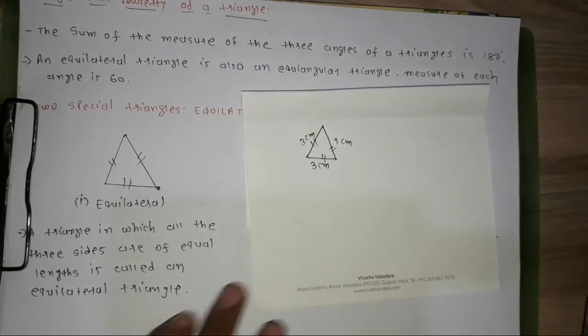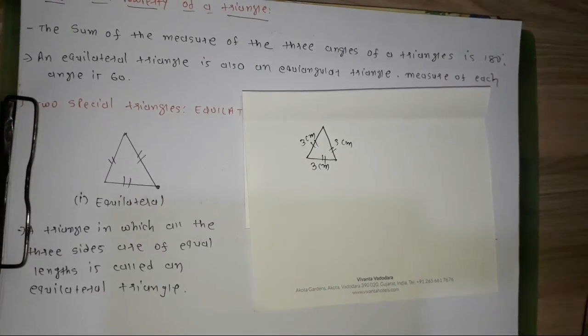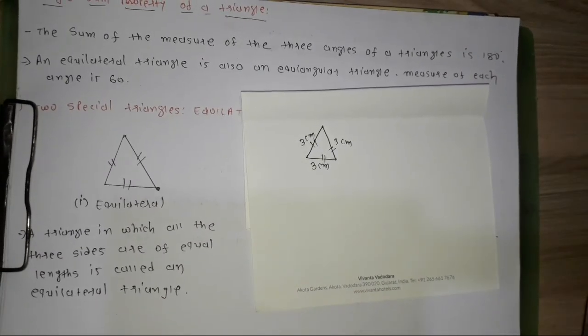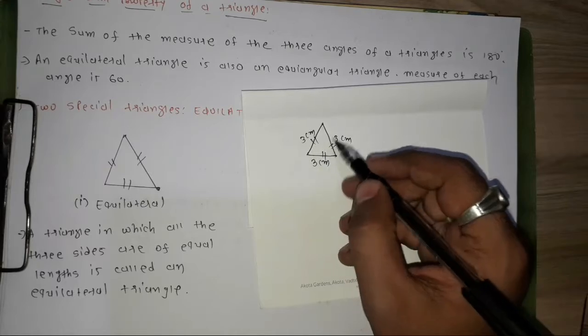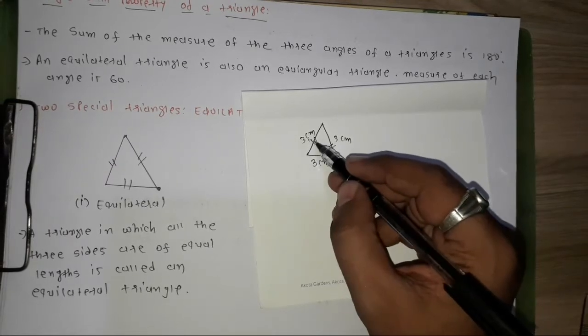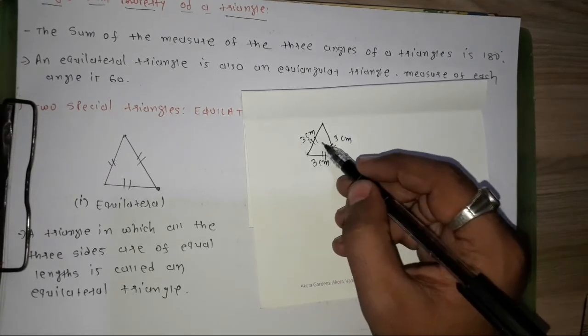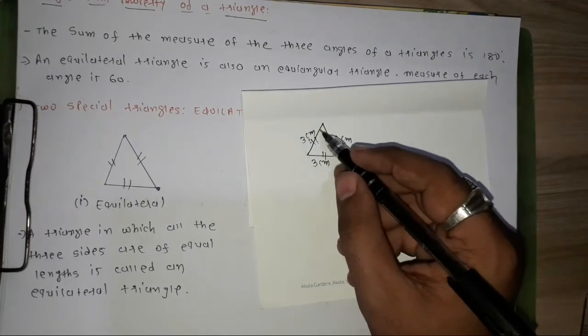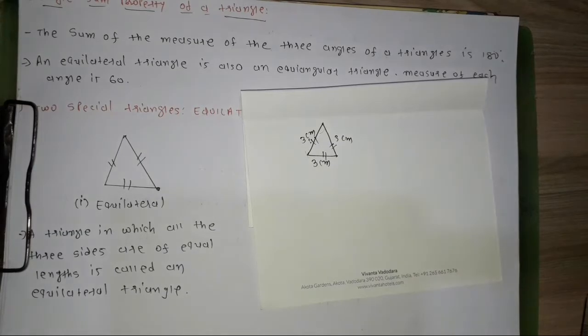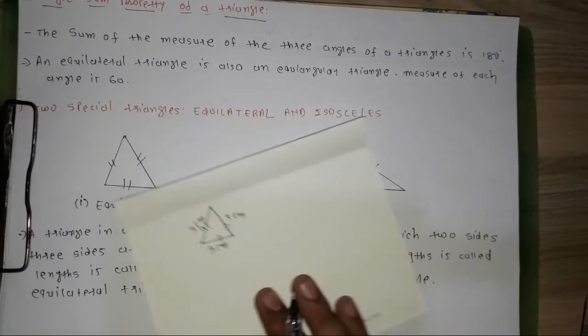Here we can define it: a triangle in which all the three sides are of equal lengths is called an equilateral triangle. As I told you, if three sides are of equal dimension, here the length is 3 centimeters, so this is called an equilateral triangle. In an equilateral triangle, all the three sides are of the same length.